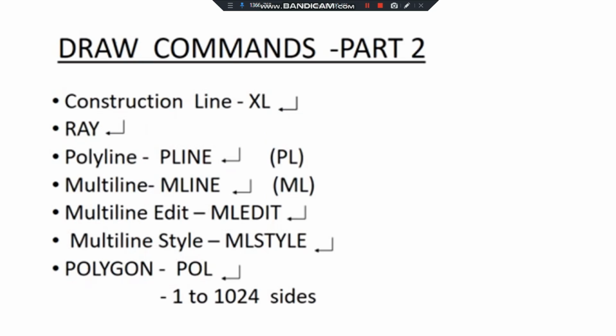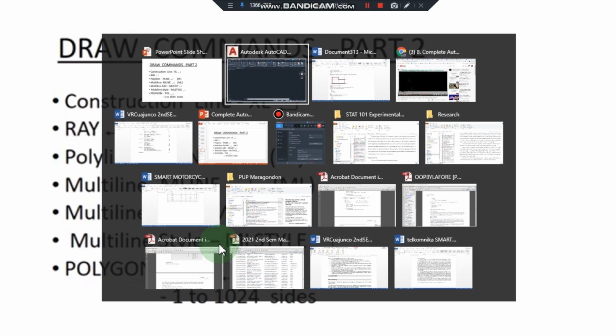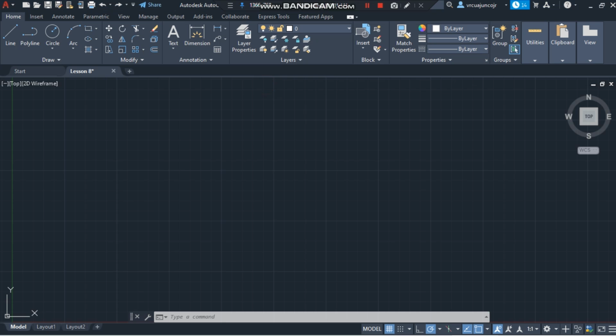To begin with, let us start with the XL or the construction line. This creates a construction line of infinite length. So infinite po yung length natin. So let's go to the AutoCAD. X lines are useful for creating construction reference lines and for trimming boundaries.